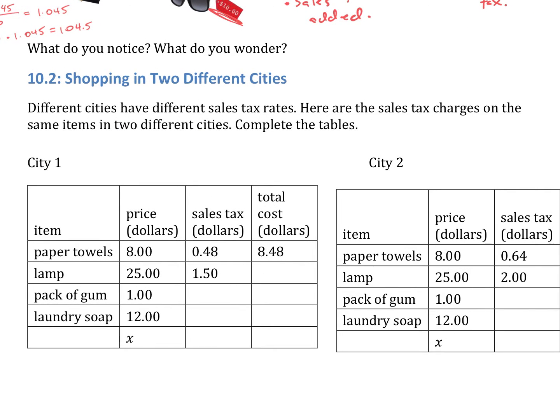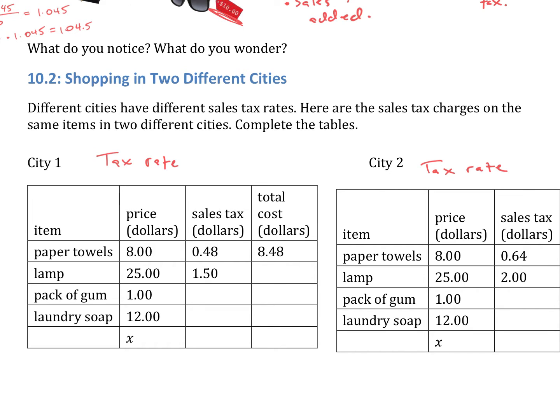So different cities have different sales tax rates, like I mentioned. Here are the sales tax charges on the same items in two different cities. Complete the tables. So what I want you guys to do is finish filling out the table. In general, you're going to start with finding the tax rate, which is the percentage. So what is the tax rate for each city? Once you know the tax rate, you can figure out how much sales tax is being paid. And then from there, you're going to do the total cost.